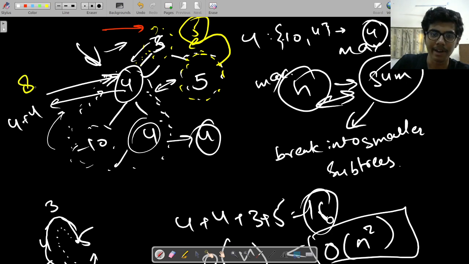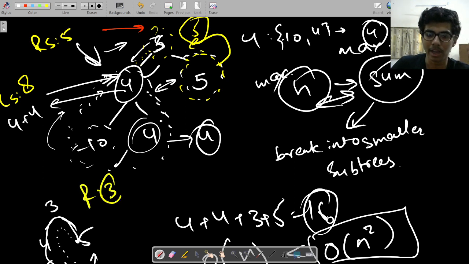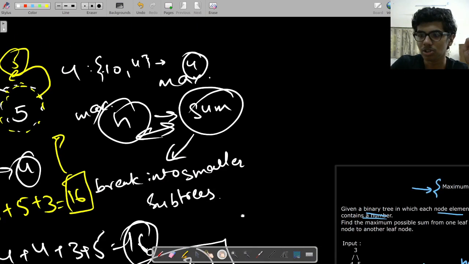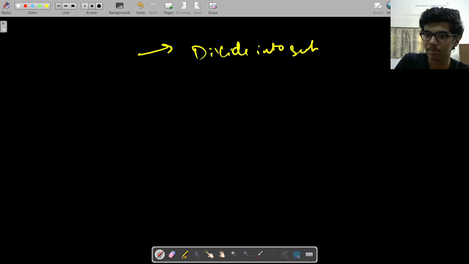So we have an 8 at the left subtree, and we have a right subtree as 5, and we have a root node with the value 3. Okay, so the final answer for this would be 8 plus 5 plus 3, which will turn into 16, and this is the answer we were getting earlier also. Okay, so what I am saying is, instead of making it a bigger problem, divide it into sub problems.